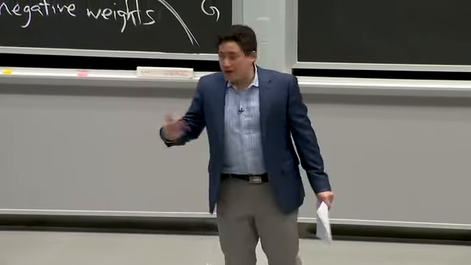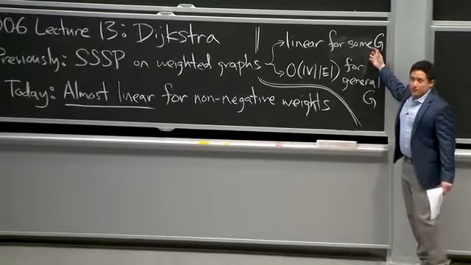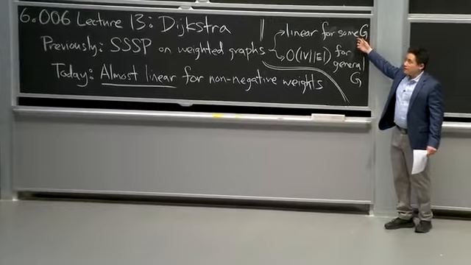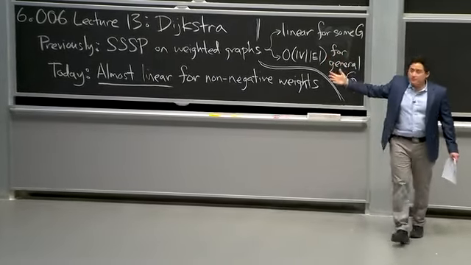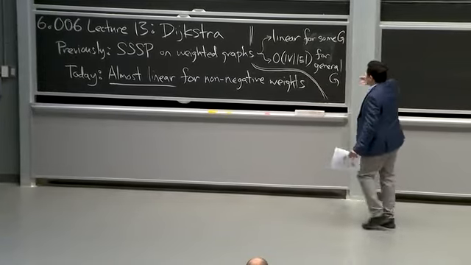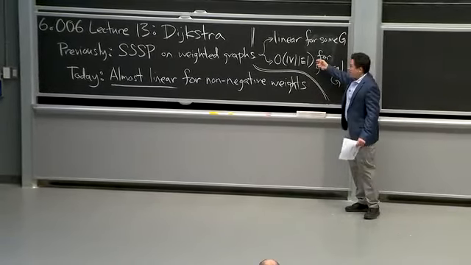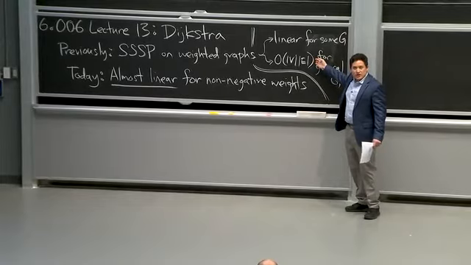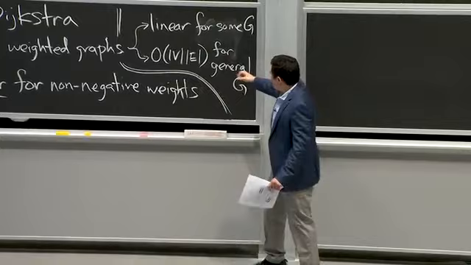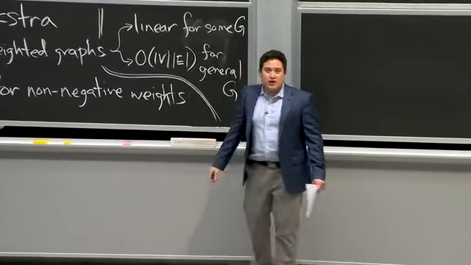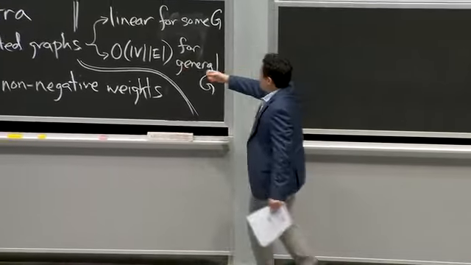Okay, so that's what we've done up until now. We've gotten linear for some types of graphs, and we've gotten quadratic, V times E, for general graphs, ones that could contain negative cycles. Now, how bad is this? Well, if the graph is sparse, if the number of edges in our graph is on the order of V, then this is quadratic time in V, right?